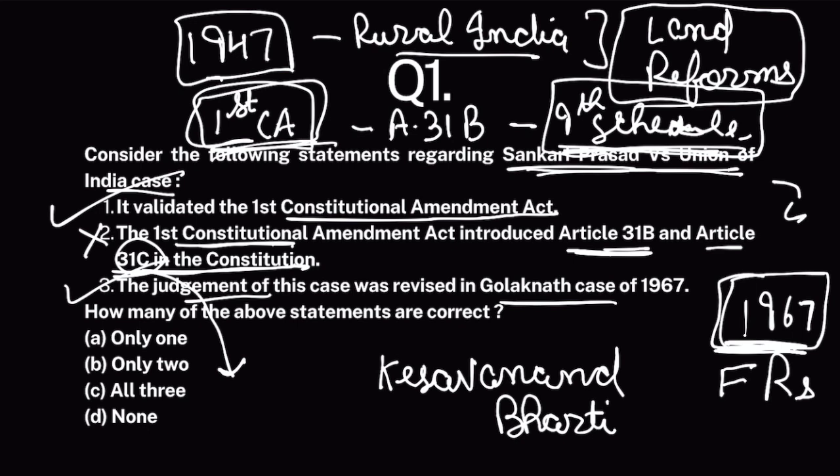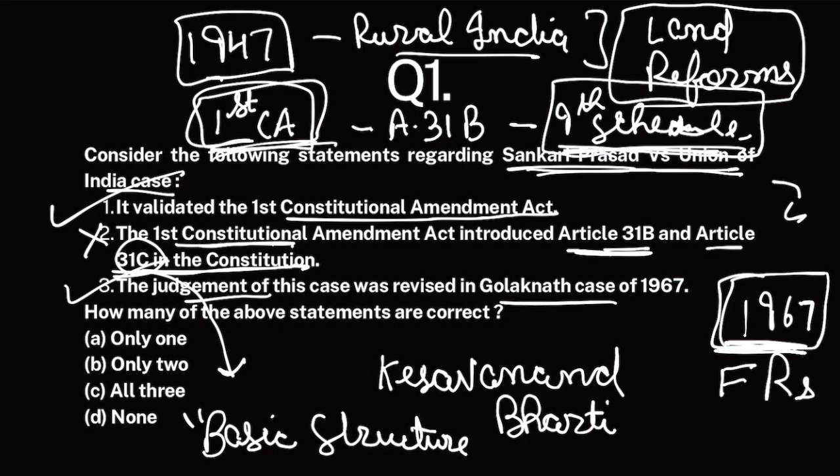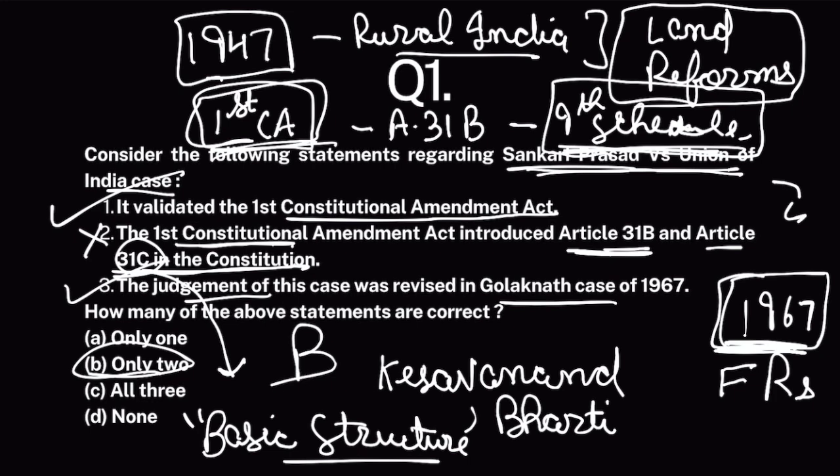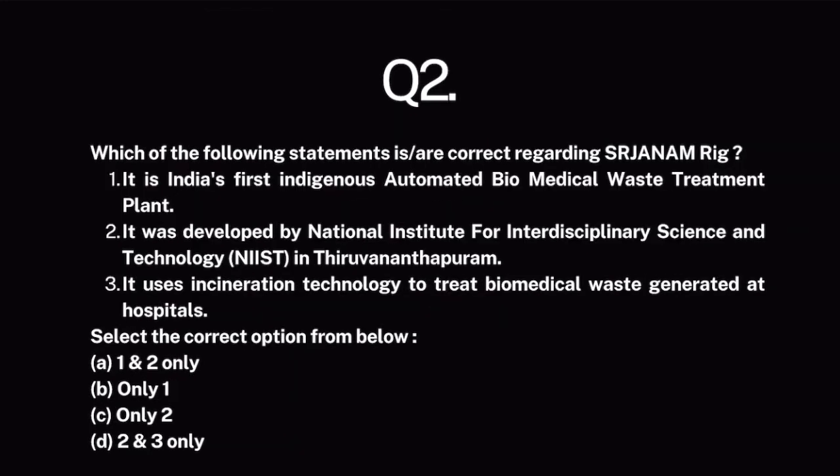The Parliament can amend anything in the Constitution as long as it does not amend the basic structure of the Constitution. So Kesav Nanda Bharti case gave the basic structure doctrine. Okay, though as far as this question is concerned, only two statements are correct. The answer is B. Question 2.